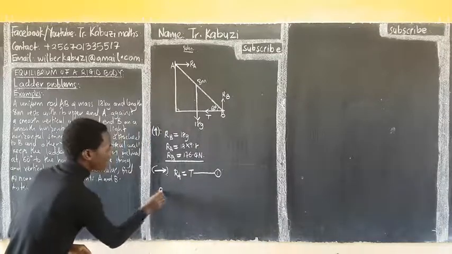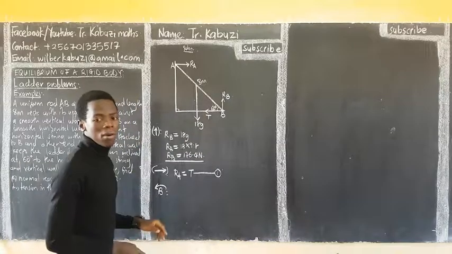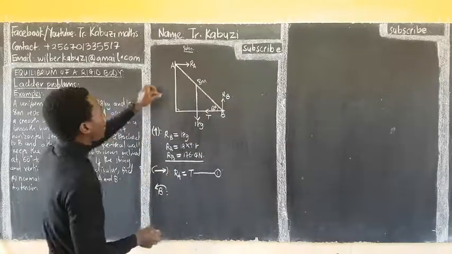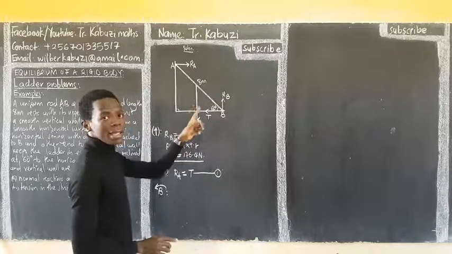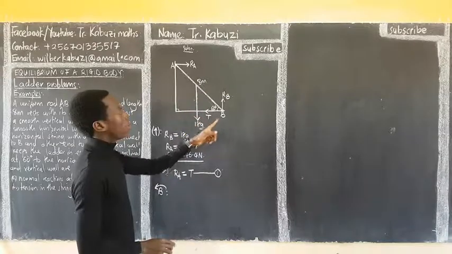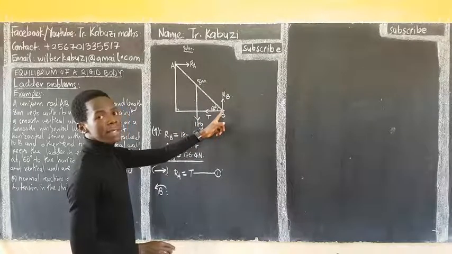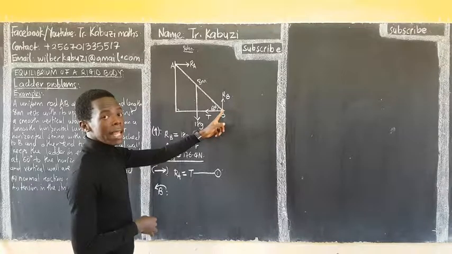So taking moments at B, let me take them clockwise. Now, you see, any force that is coming out from B, its moment is going to be 0, because at B there is no distance, and the moment is given by the force times the perpendicular distance.